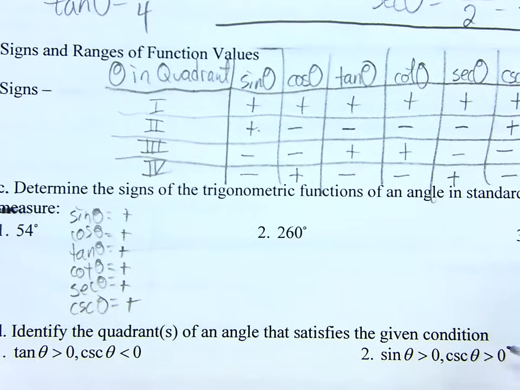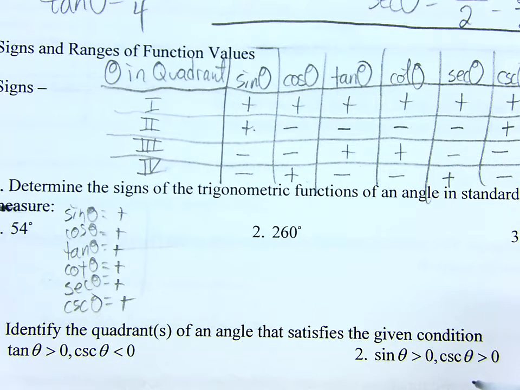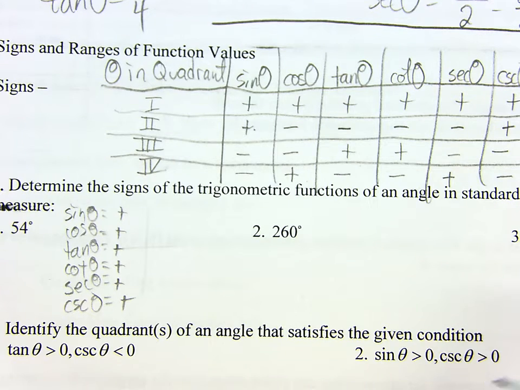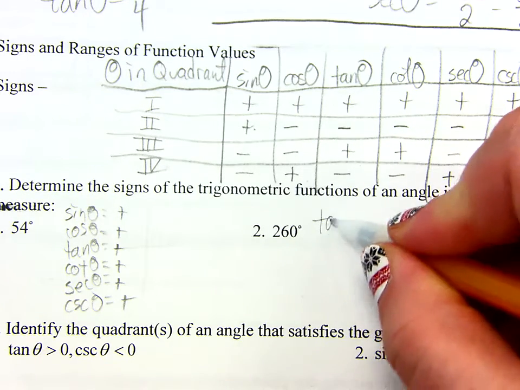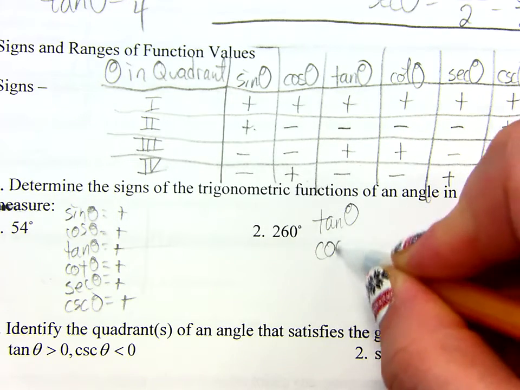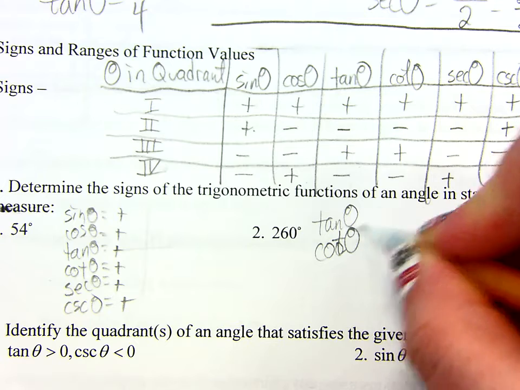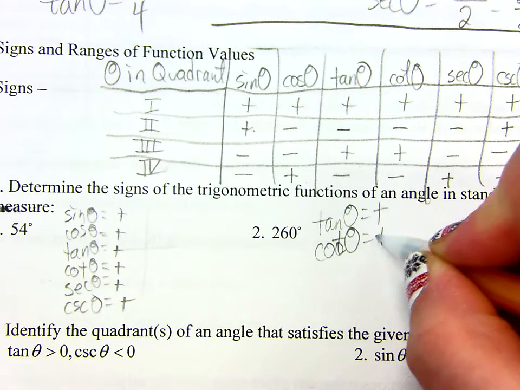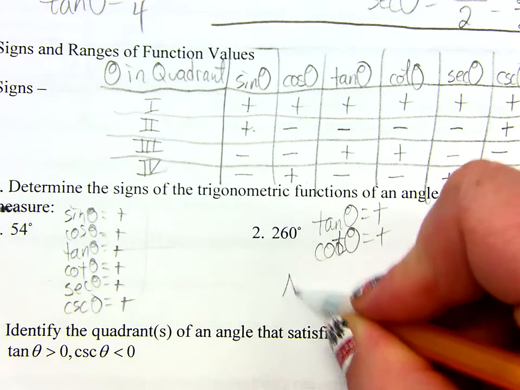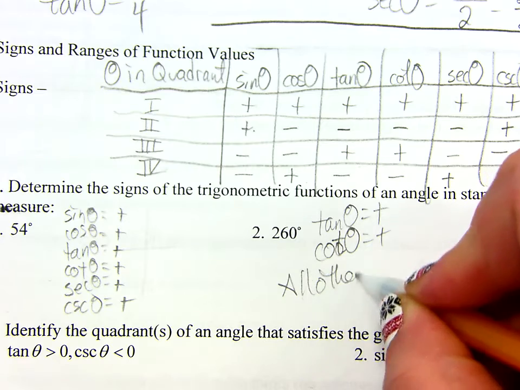260. What quadrant would 260 land in? The third quadrant. So, who's positive in the third quadrant? Yeah, tangent and cotangent, its reciprocal. So they're positive, everybody else is negative. All others, negative.